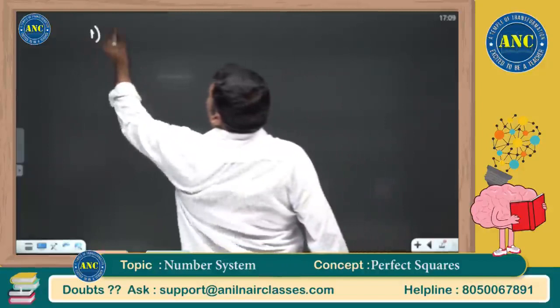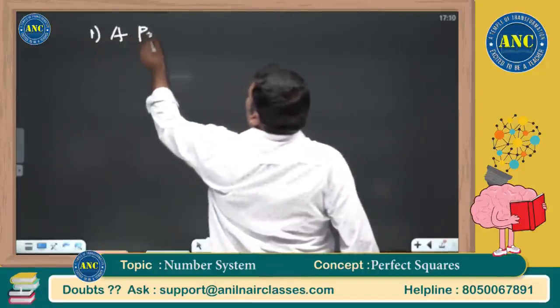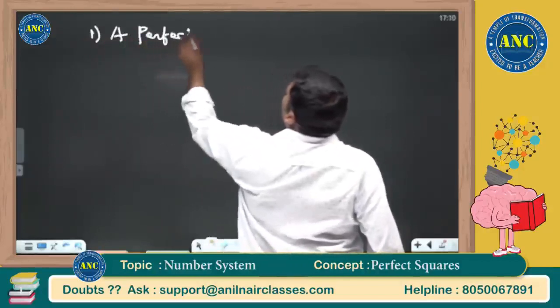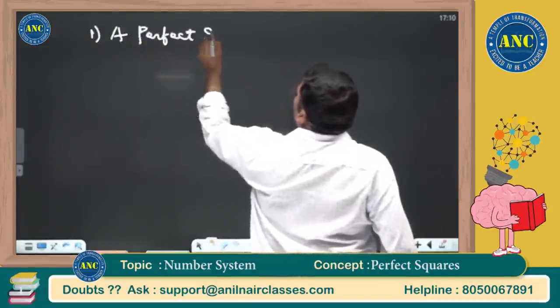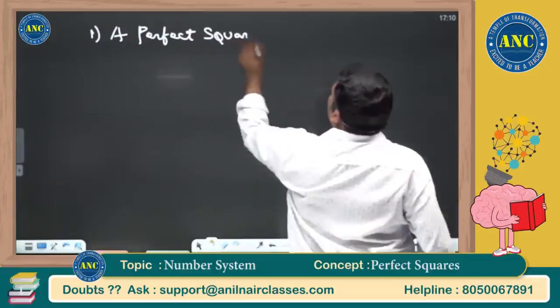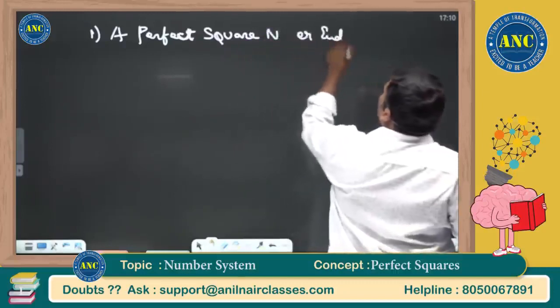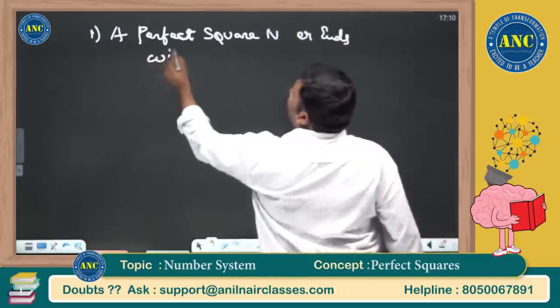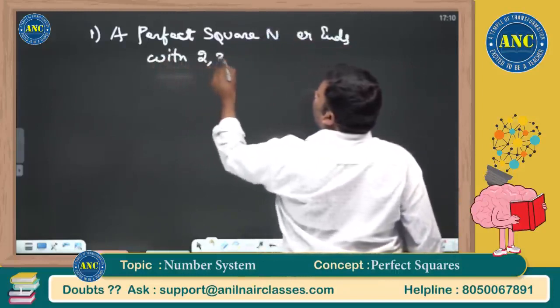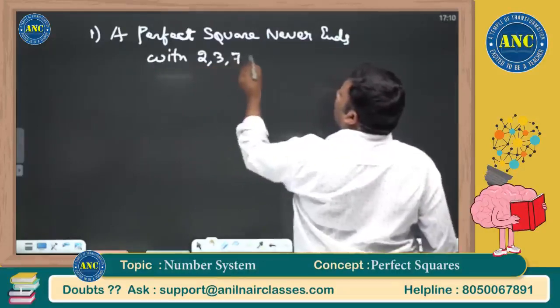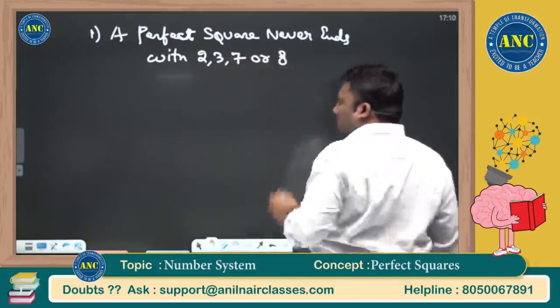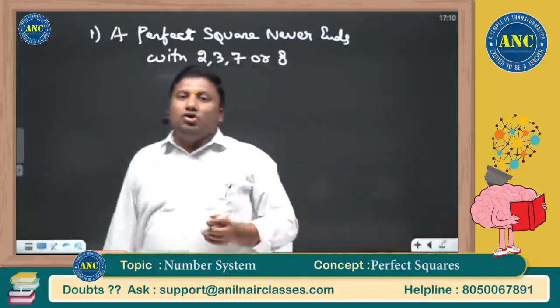What is the first key point which we discussed? One minute of revision. A perfect square never ends with 2, 3, 7 or 8. Extremely important key point which we discussed. Now we will discuss some problems based on 2, 3, 7 or 8.